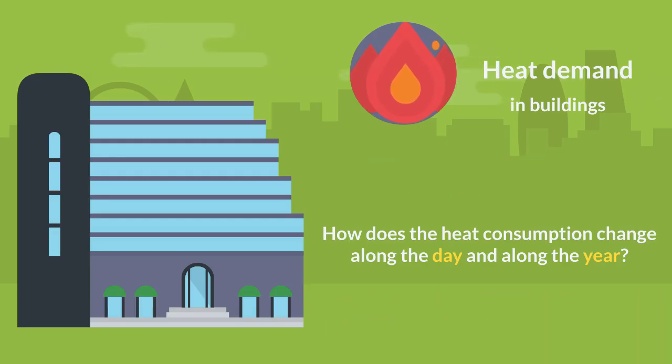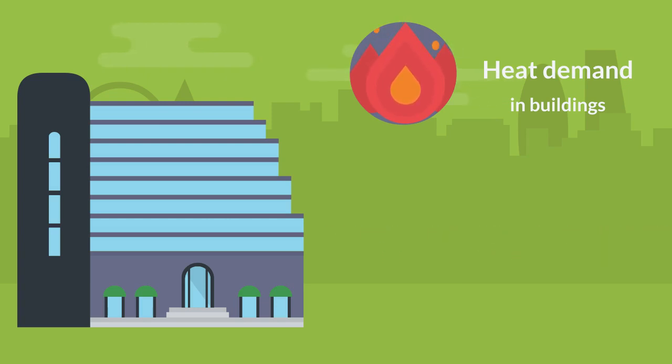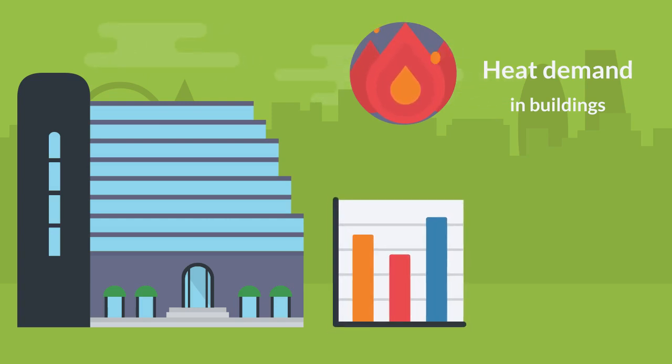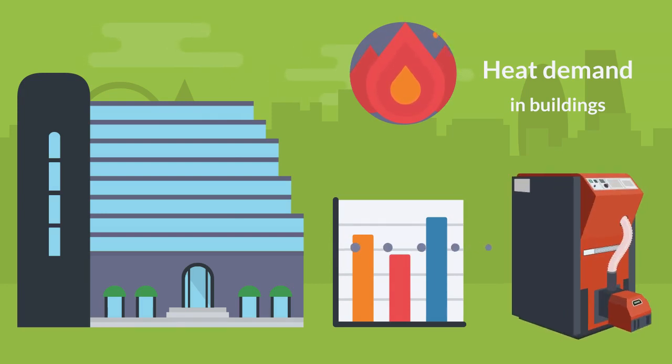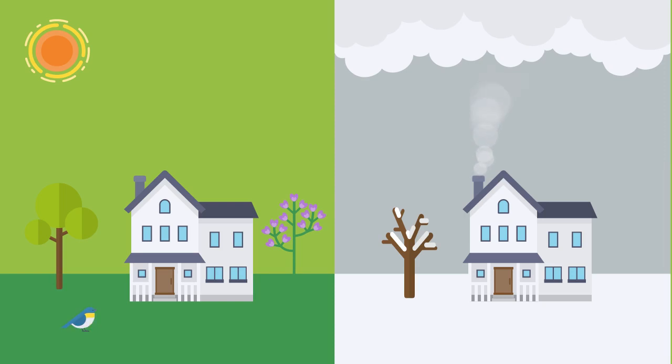Let's move to the next question. How does the heat consumption change along the day and along the year? The first step is to understand that heat demand changes continuously. Then, it is not enough to calculate the overall energy consumed during a year to size boilers and heating systems. As said before, energy demand depends on climate conditions.